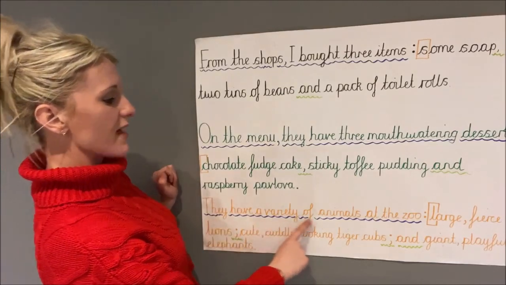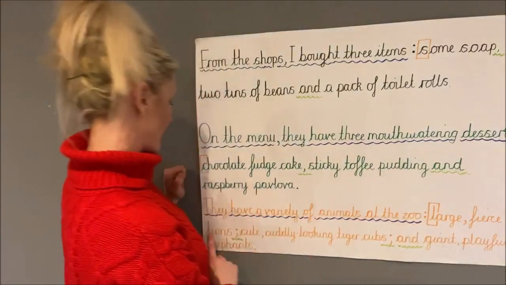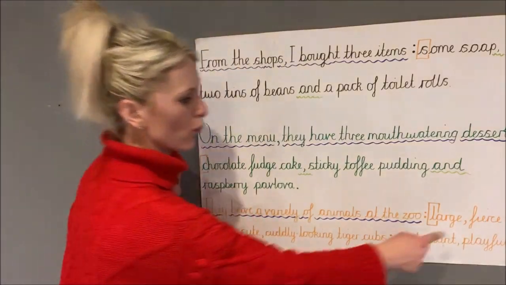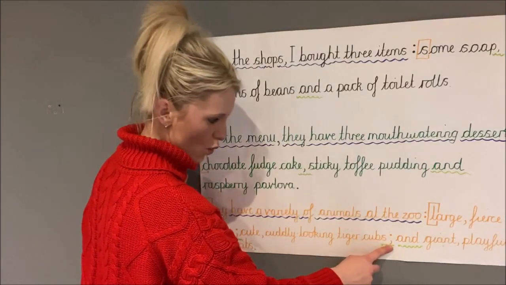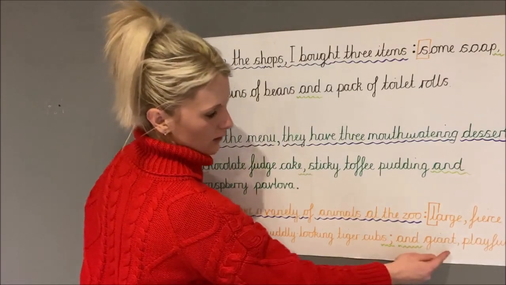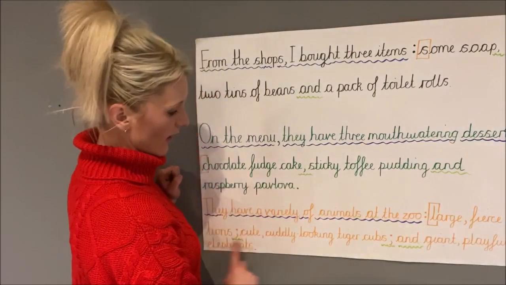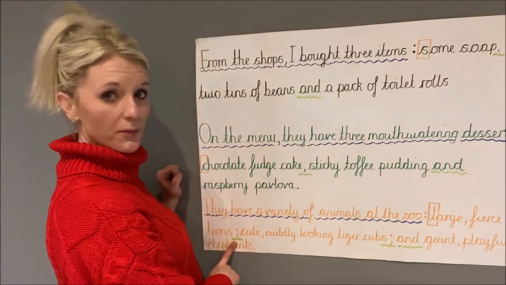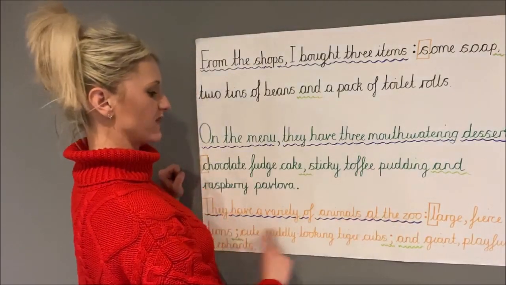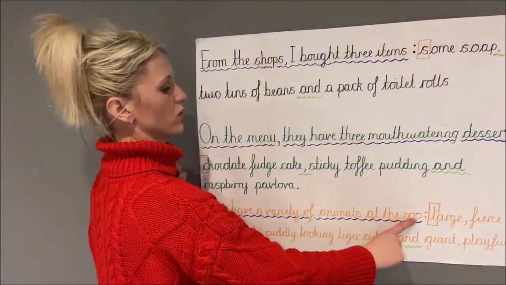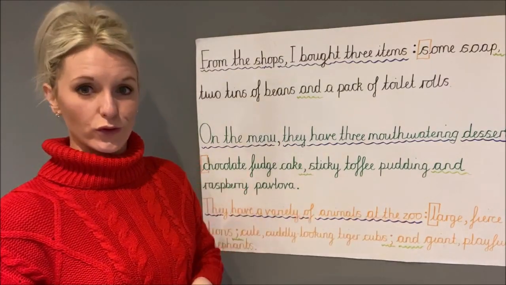It says they have a variety of animals at the zoo, colon, lowercase l, large, comma, fierce lions, semicolon, because we already had a comma here, cute, comma, cuddly looking tiger cubs, semicolon again, then our and, giant, playful elephants, full stop. So again, the list should look like this. We should have used semicolons because of the commas in our items, but your bit before the colon might be slightly different. You might have summarised the items in a slightly different way. Okay, it should make sense on its own, the bit before the colon.